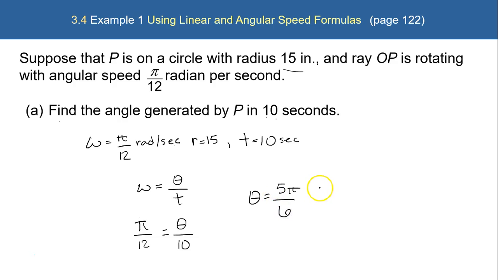And that is going to be just in radians, because time is in seconds and this is radians per second. Our seconds end up canceling, so we have this as our answer for part A. Okay, so let's go on to part B.